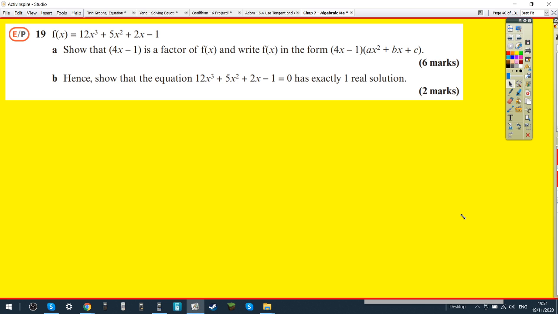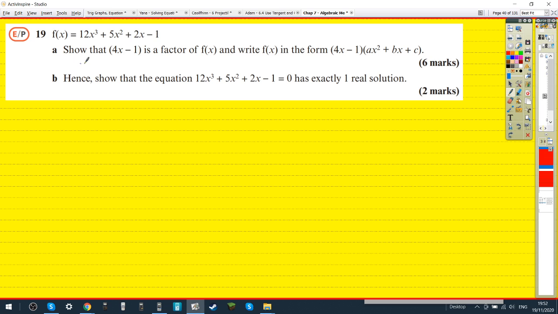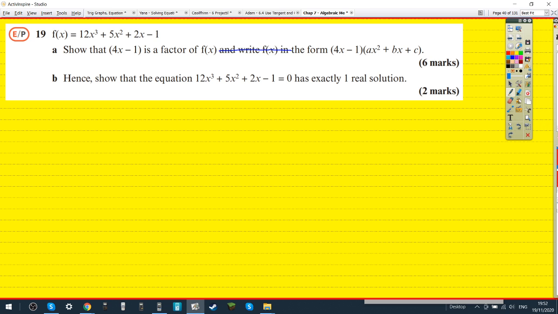Long division. Sure. What if there was none of that? Show that 4x minus 1 is a factor of f of x. Could you sub in +1 for x? That would be if it was x minus 1. This is 4x minus 1. Oh, so it'd be a quarter, so 0.25. Yep. So you sub in 0.25 for x.